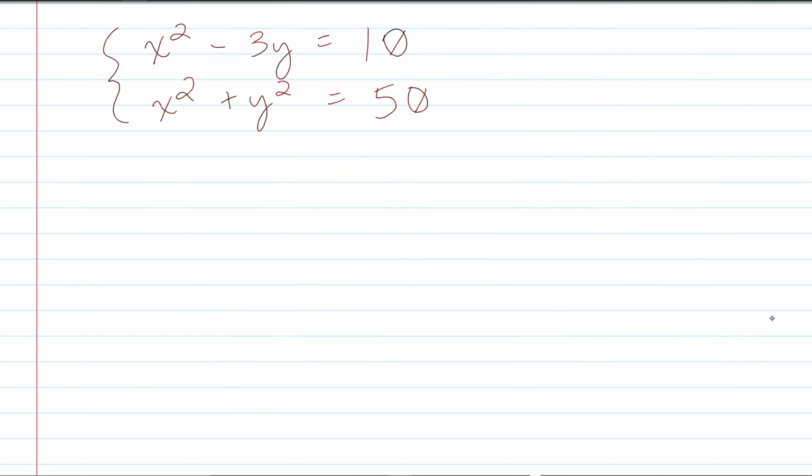Let's try a second example. This time, instead of using the substitution method to solve the system, let's try the addition method, or sometimes it may be referred to as the elimination method. In this method, we're going to try to have either the x's, or in this case, it would probably have to be the x's.